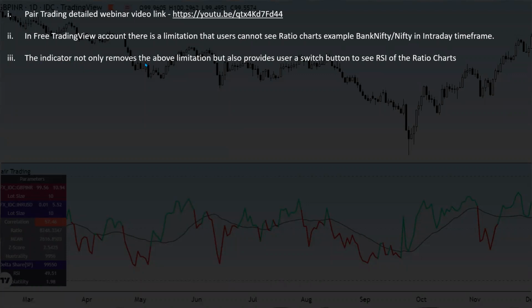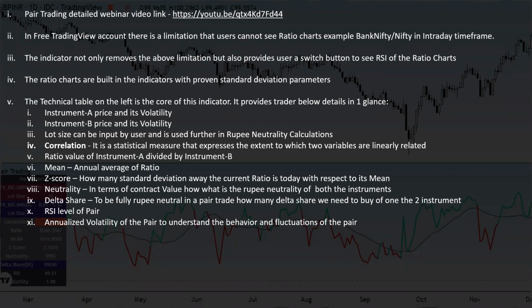The indicator not only removes the above limitation, but also provides the user a switch button to see RSI of the ratio charts. The ratio charts are built in the indicator with proven standard deviation parameters. Then there is all this stuff ki what is instrument A, B, iska volatility hai, correlation hai, ratio ka value hai, mean ka value hai, Z-score hai, neutrality. So neutrality meaning in contract value, what is the rupee neutrality? मैं इसको Bank Nifty और Nifty के example से I'll explain in a while.